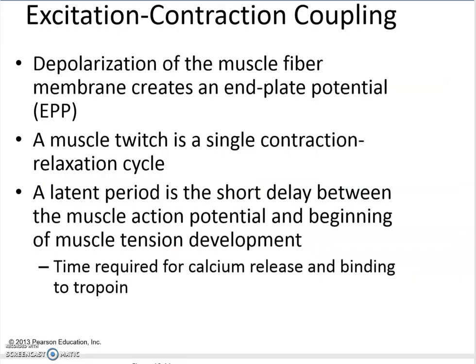Now, if we were to try to record what's going on in the muscle by sticking an electrode into the muscle, and then stimulating it with an electropulse to simulate the arrival of an action potential at the neuromuscular junction, and then recording the subsequent contraction of the muscle, that would be a muscle twitch recording.